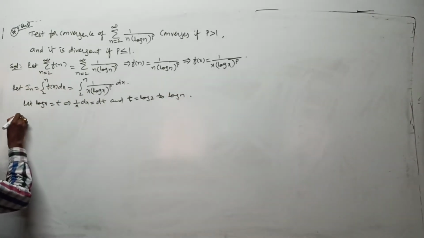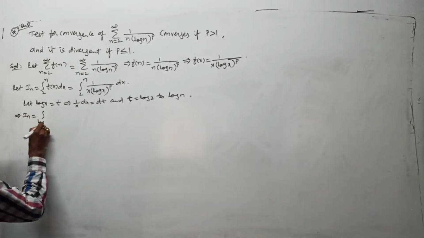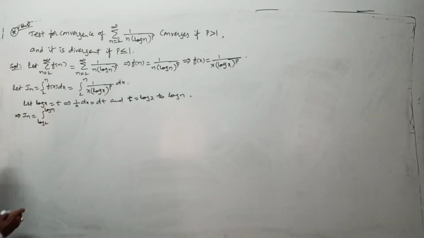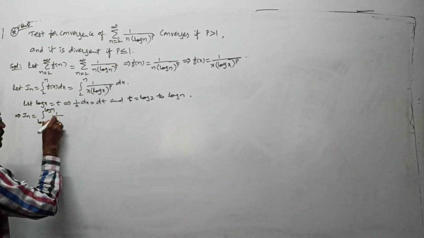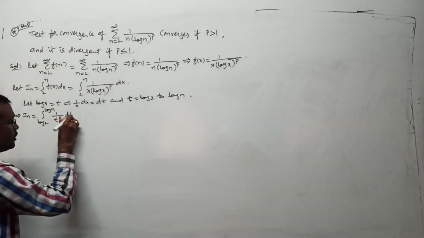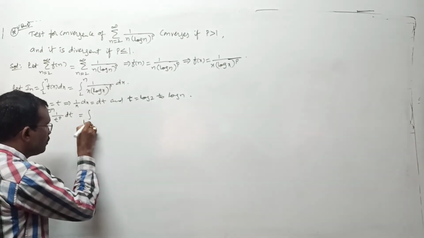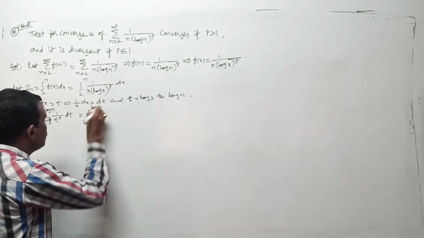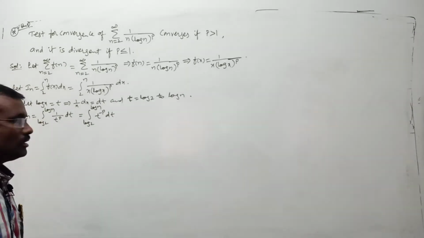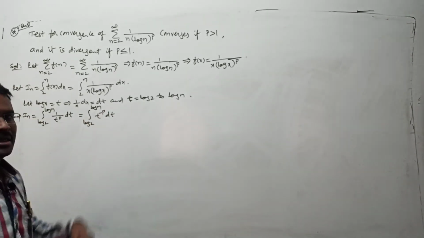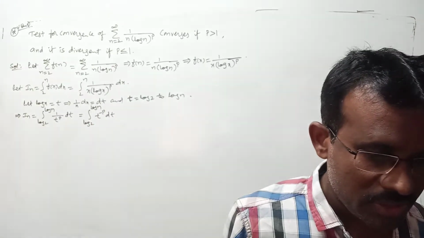This implies I n is equal to the integral from log 2 to log n, 1 by x dx is dt, ma. Here it is 1 by t power p dt. Any problem there? Otherwise you can write this as the integral from log 2 to log n of t power minus p dt, right? Now the integral of t power minus p dt gives a value in two different situations, ma, right?